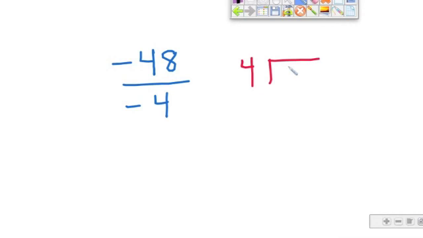If we had negative 48 over negative 4, we're going to divide this out. Remember, a top number always goes inside the box. So we're going to do 4 goes into 48. You'll notice I'm leaving the signs alone for right now. We know that 4 goes into 48 12 times. So my answer is 12. Now let's look at our signs. A negative and a negative make a positive. And I do not need to write the little positive. It's fine.